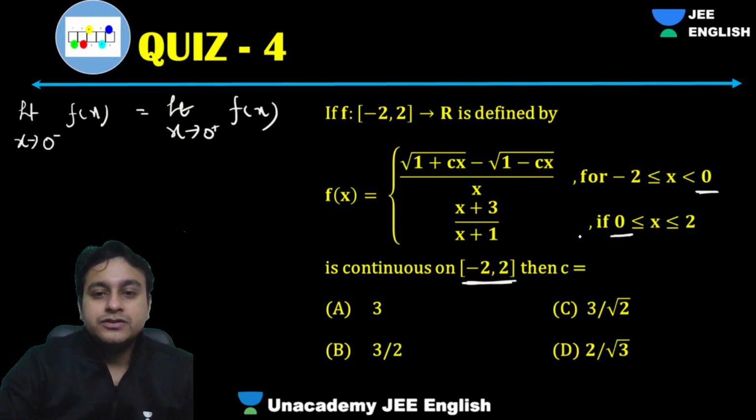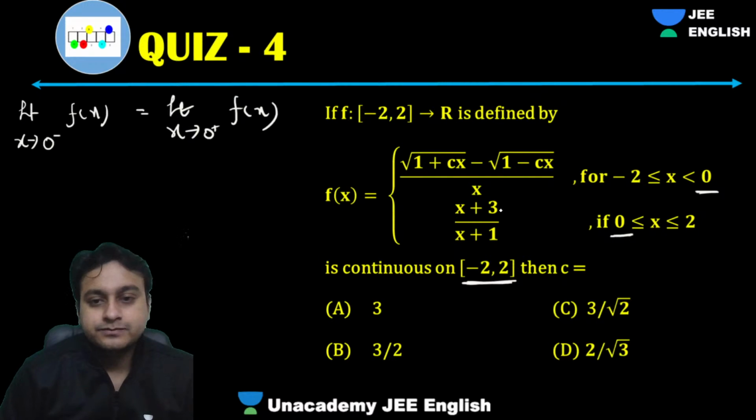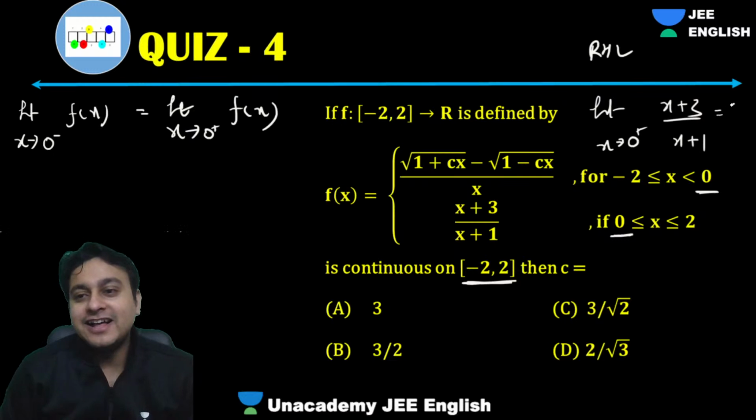Okay. So guys, let's calculate the RHL. Shall we calculate the RHL, guys? We can do it in many methods actually. So let's see limit. So what will be the RHL? RHL is pretty easy. Limit x tending to 0 plus, x plus 3 upon x plus 1. Okay. So guys, you can put 0 directly, na?